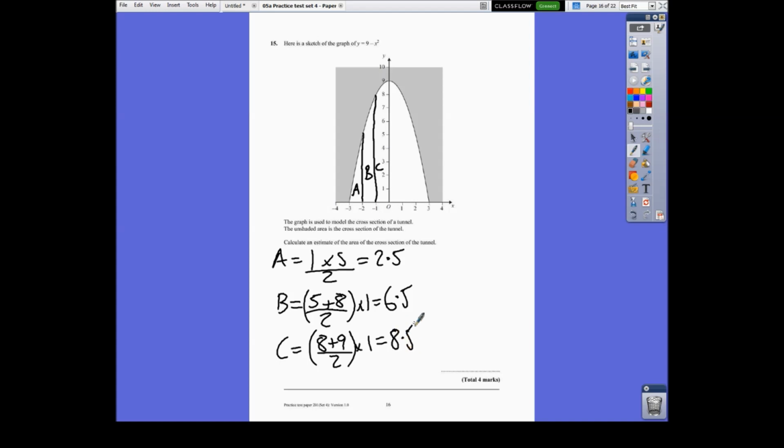Now we know that a parabola, which is the graph of an x squared function, would be symmetrical. So we can just work out the left hand side and double that to make the right hand side as well. So if we add these three together, we get 17.5 and multiply that by 2, because the other side will be exactly the same, gives us 35 for the area of that tunnel.